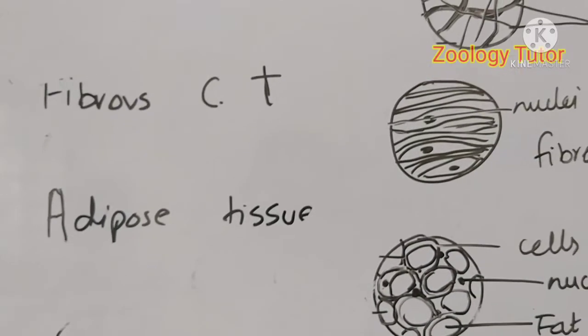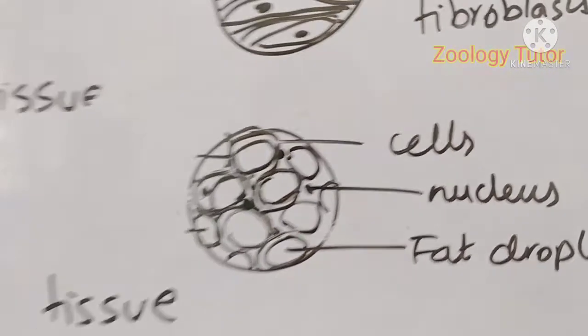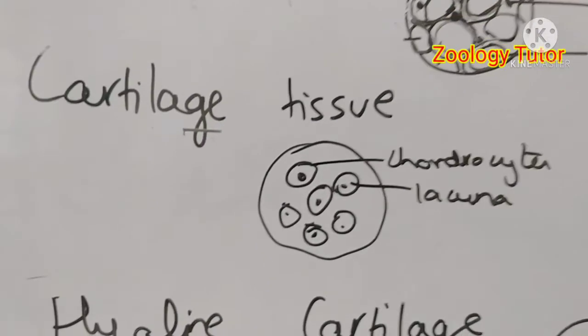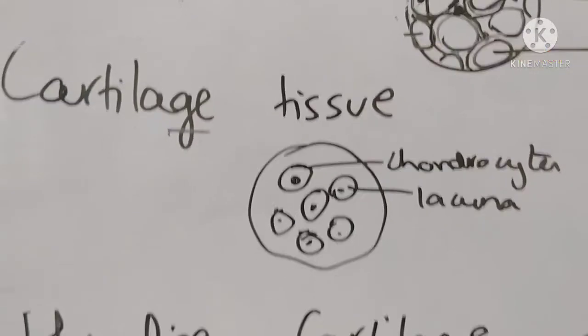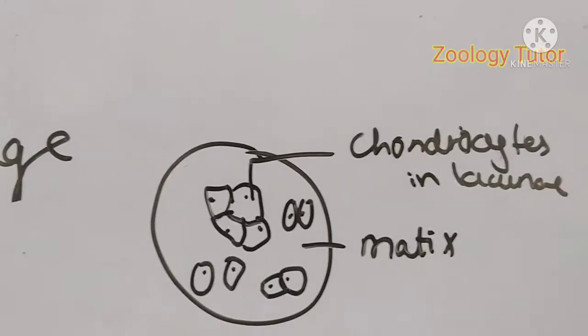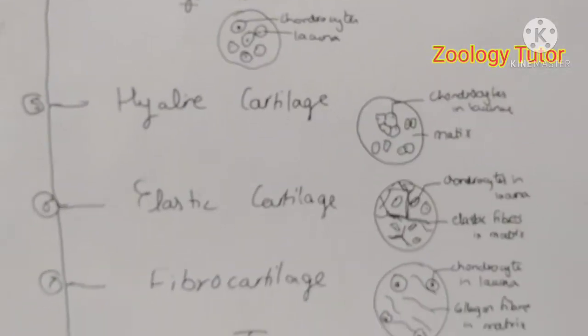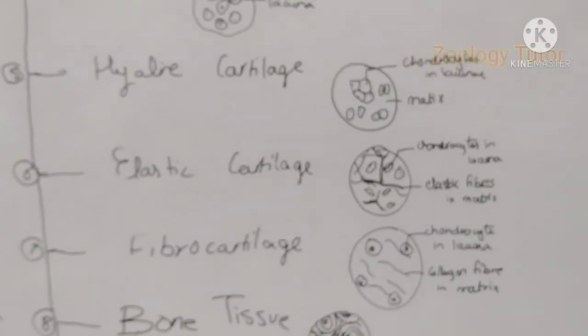Then we have adipose tissue. Adipose here stands for fat. So within the cell there is a big fat droplet and a nucleus, and different cells are present. In cartilage tissue we have chondrocytes present within lacunae. The first of three main kinds is hyaline cartilage, where there are chondrocytes in lacunae and matrix. Now there are two more kinds: elastic cartilage and fibrocartilage.